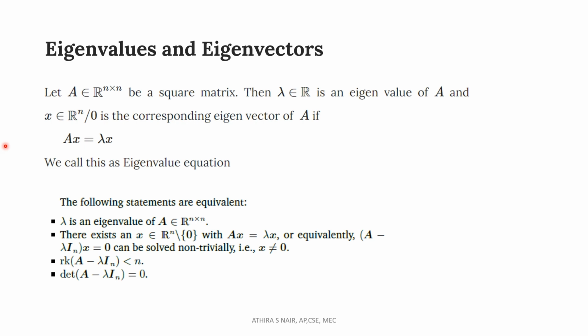In simple words, the eigenvalue is a scalar that is used to transform the eigenvector. So the basic equation is Ax is equal to lambda x. The number lambda is an eigenvalue of A.